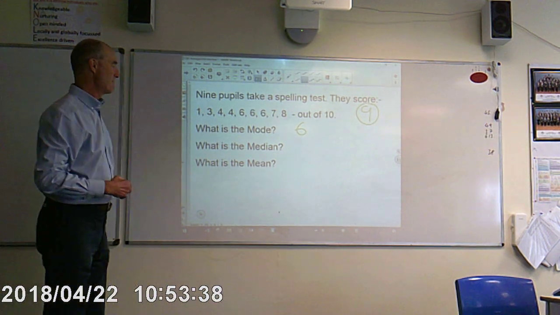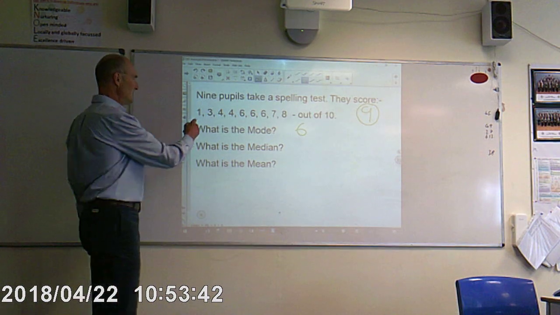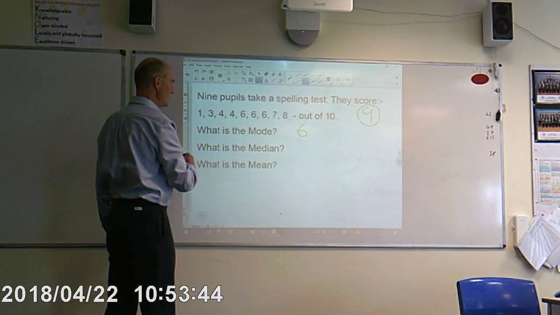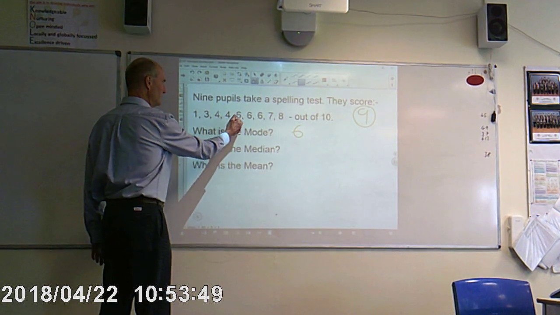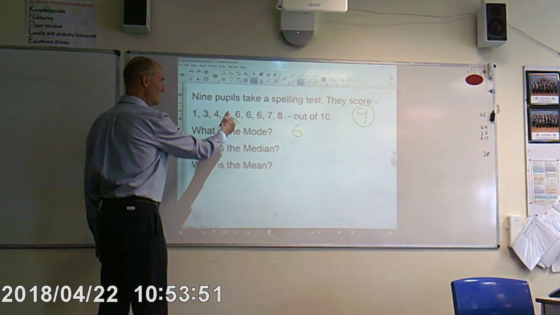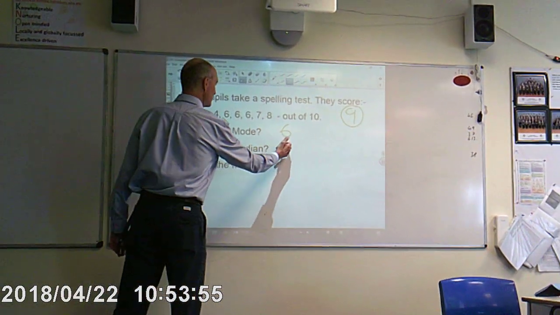So if we wanted our mode, our result would be 6. What is the median? Well, we've got 9 results there because there's 9 pupils. So the middle number is this number here, which again is a 6. It comes in the middle.